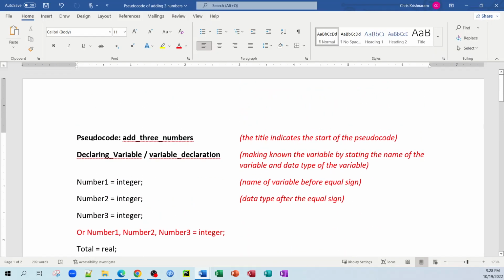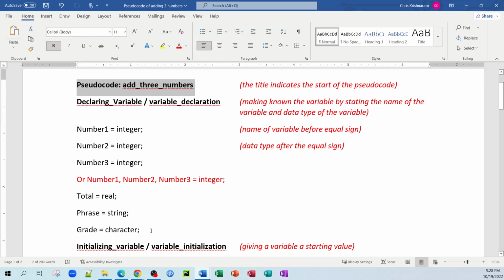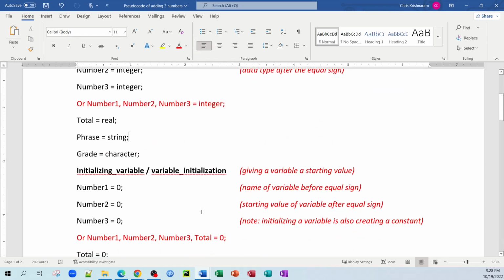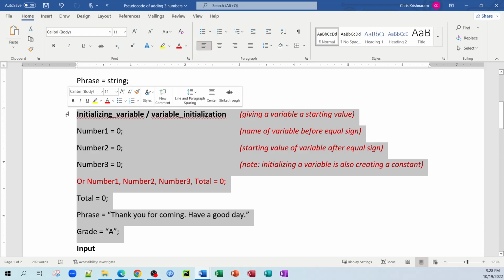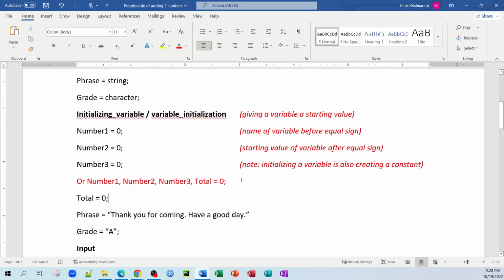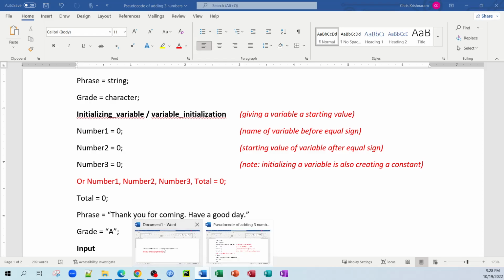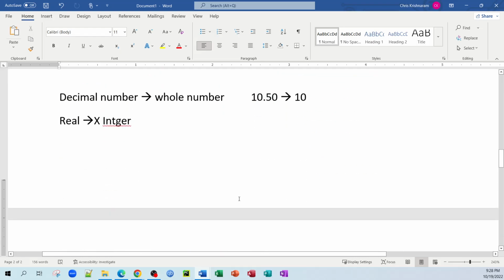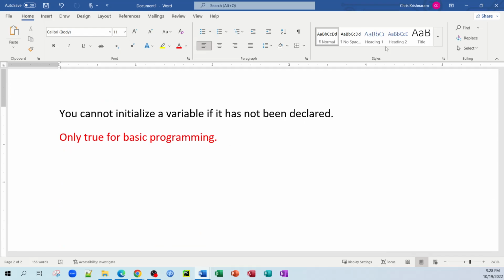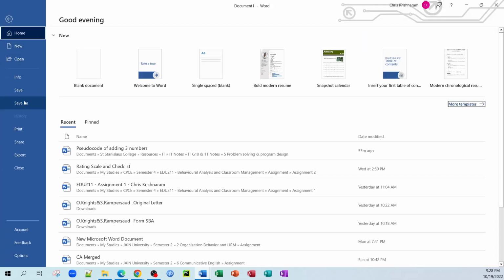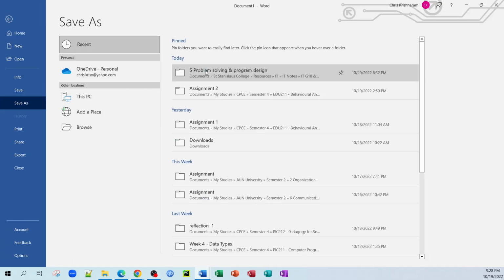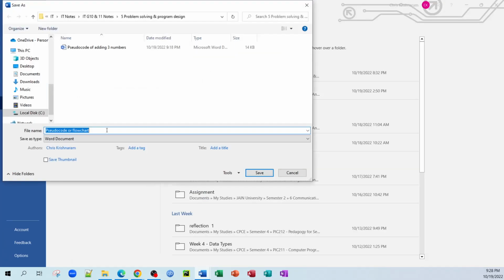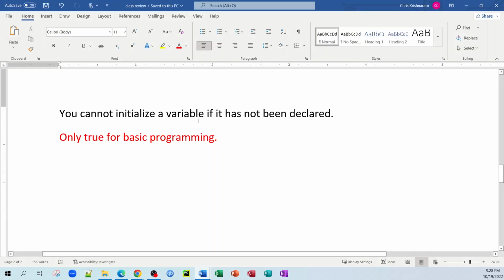We looked at how to create a pseudocode, so we started at the very beginning. I showed you how to create a title, how to declare your variable, and how to initialize your variable, which is basically creating a constant. Alright, any questions on anything we looked at today? Questions going once. Questions going twice.